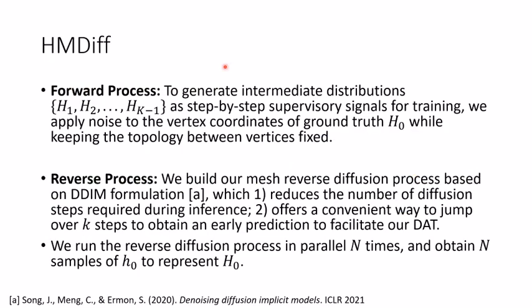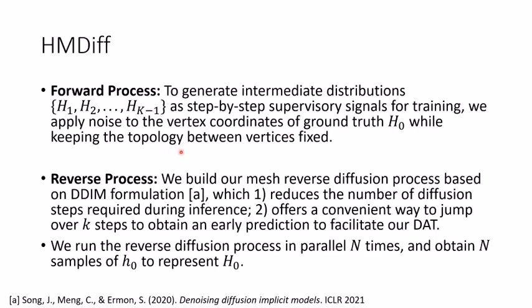Next, we discuss some of the details of the HMDiff framework. Overall, the HMDiff framework consists of two processes, the forward process and the reverse process. In the forward process, to generate intermediate distributions as step-by-step supervisory signals for training, we apply noise to the vertex coordinates of the ground truth H0, while keeping the topology between the vertices fixed.